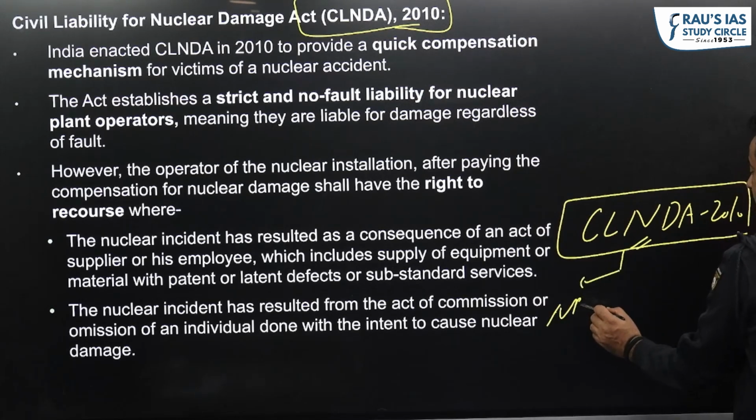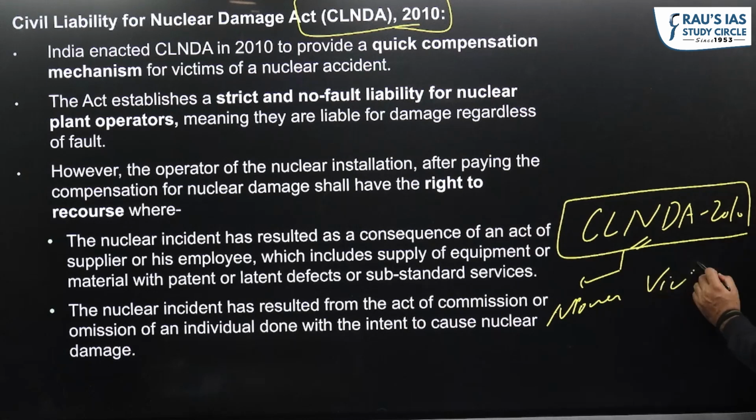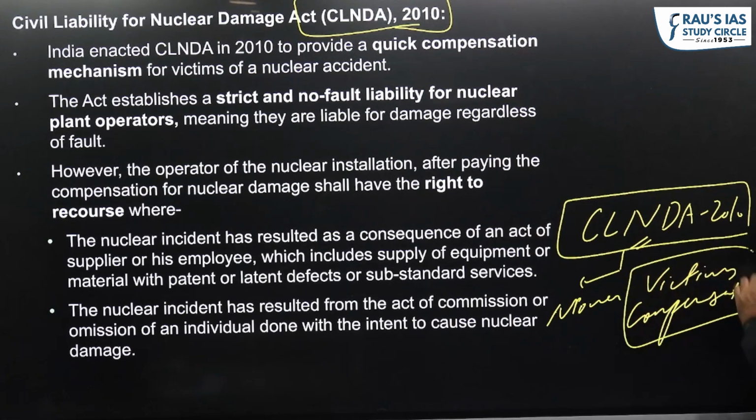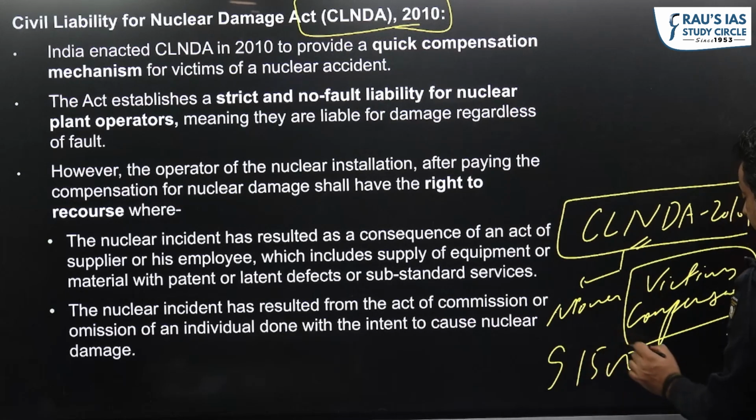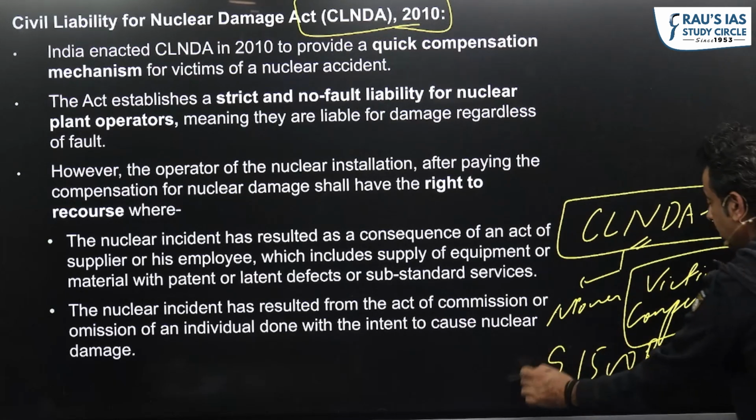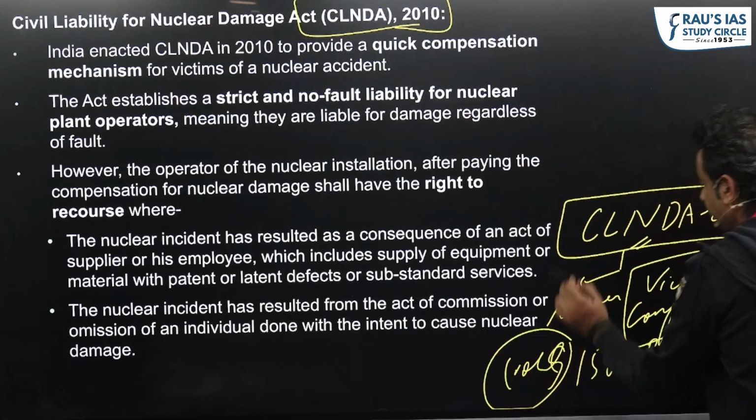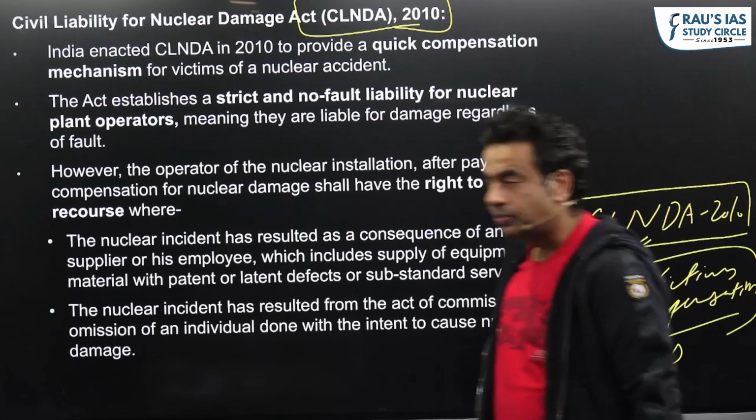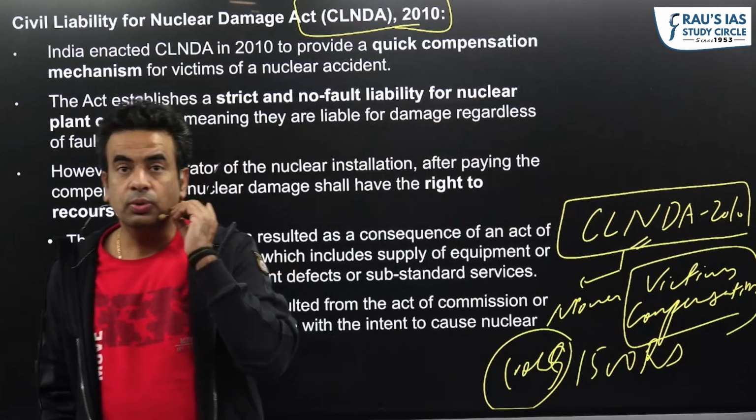in which it was decided that in case of an accident in a nuclear power plant, victims should get quick compensation. Money should come into the hands of the victims. Their sufferings are genuine, and it was decided under this act that 1500 crore rupees will be given to the victims as per this law. Now the question is, who is going to compensate?